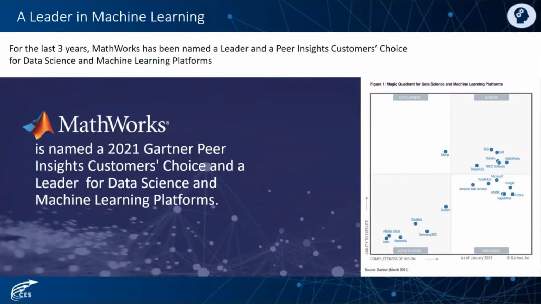This is one reason that for the last 3 years, MathWorks has been named a leader in the Peer Insights Customer Choice for data science and machine learning platforms by Gartner, one of the leading scientific journals focusing on data science and machine learning.